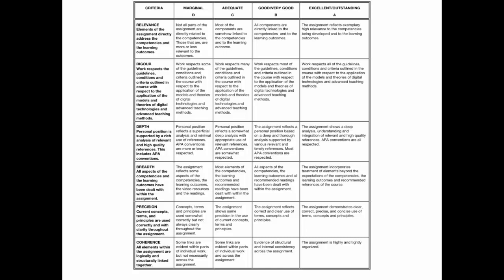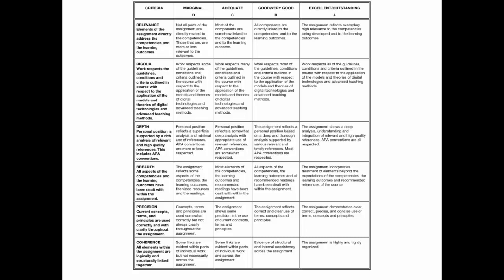The fourth dimension is breadth, which assesses and evaluates to which extent your work covers the different aspects of the competencies and learning outcomes of the assignment. The fifth criterion focuses on precision, or how accurately you used in your work the terms, concepts, and principles discussed during the course. The last criterion is coherence, which examines your work in general and assesses whether all its components are well structured and linked to each other.